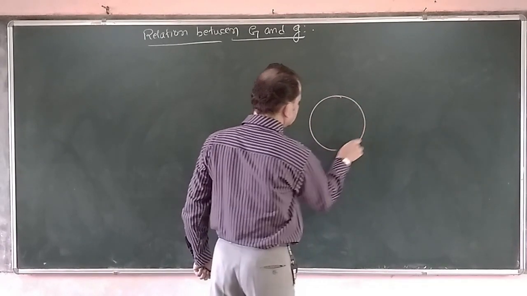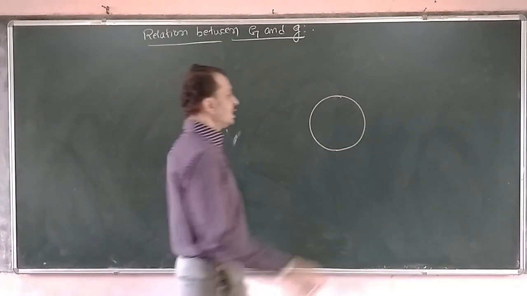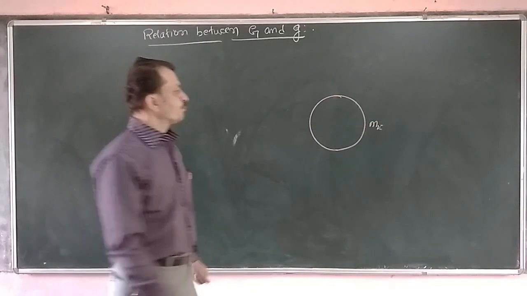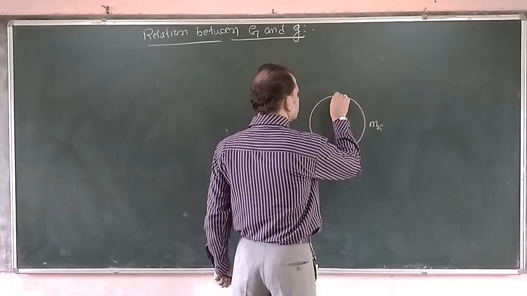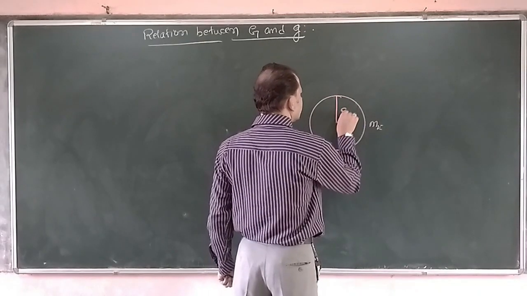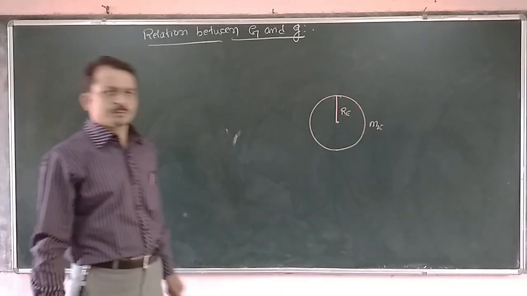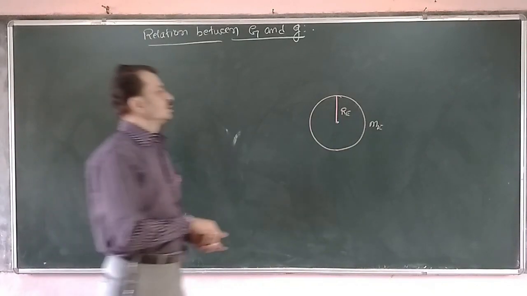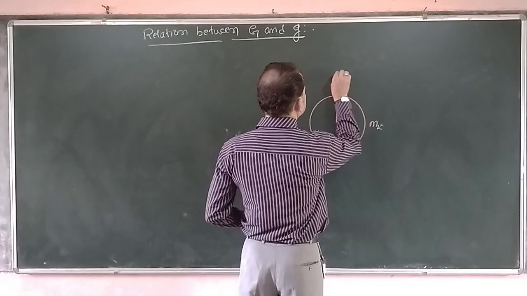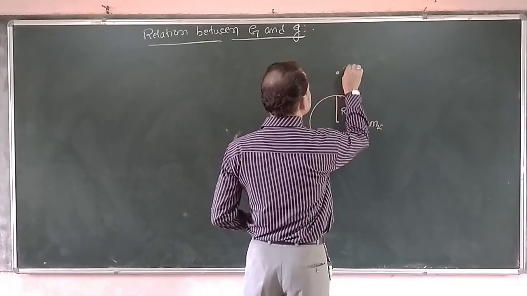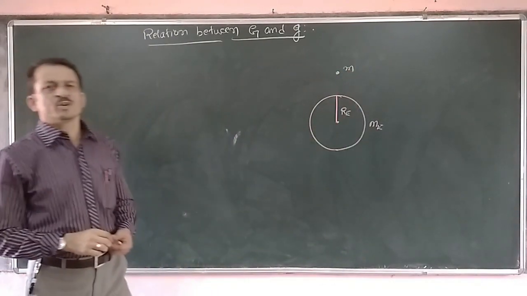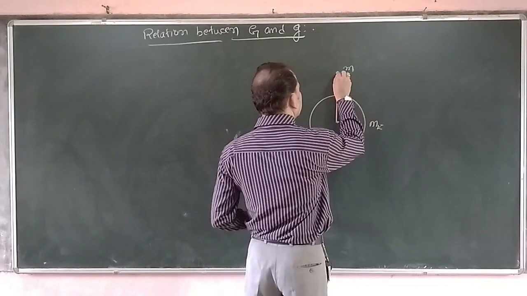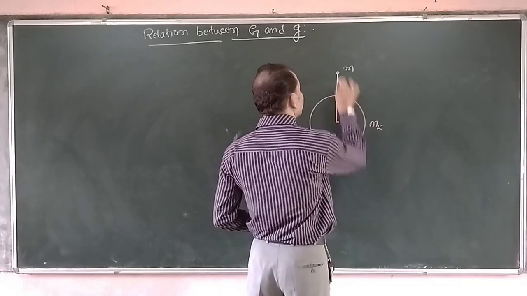Now consider the earth. This is the earth of mass ME, where E stands for earth. Let capital RE be the radius of the earth from the center. Now we will consider an object above the surface of the earth, a point object of mass small m, which is at a certain height h from the surface of the earth.